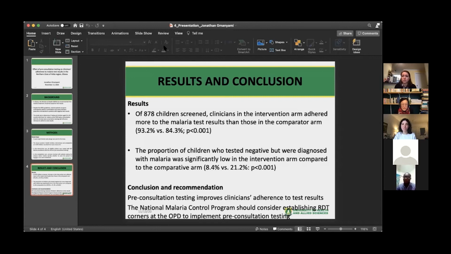Thank you. On that question, there was a follow-up question about whether antimalarial drugs are available only through the doctor's consultation, or whether people could get them at the pharmacy.